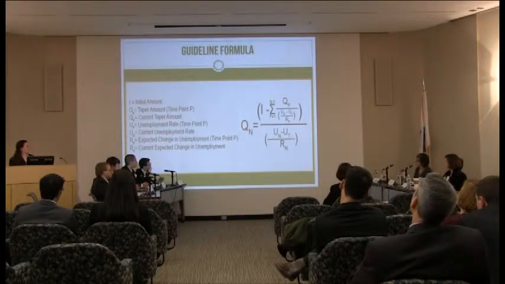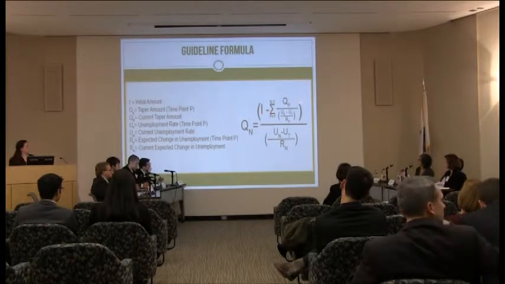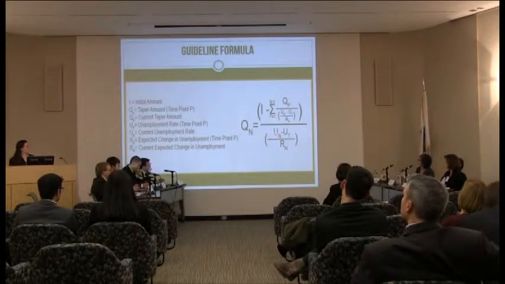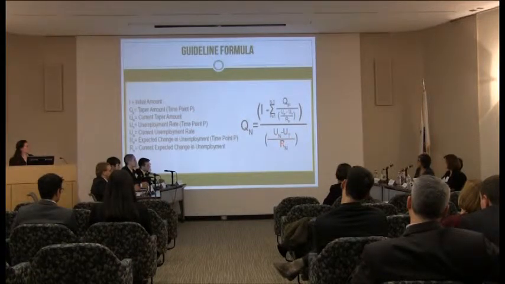So that number over here is actually what the taper amount would be in a given month. And then over here, it's a very simple equation in which you subtract the taper amount from all the previous months minus the initial amount, and then put it over your current unemployment minus your unemployment target, which is 6.5%, over the expected change in unemployment.